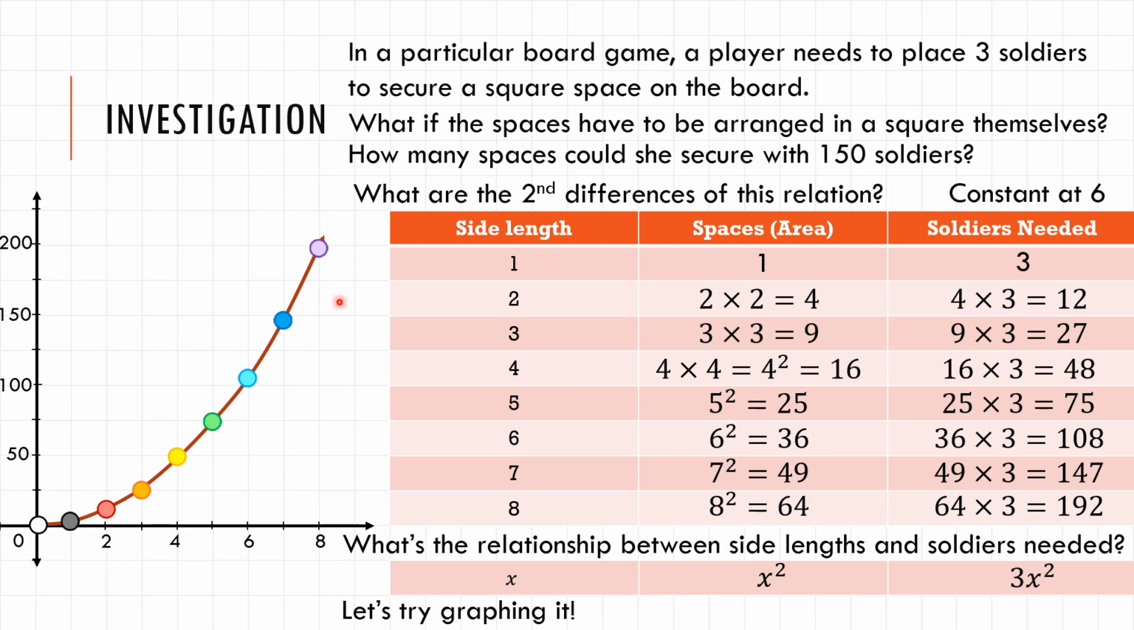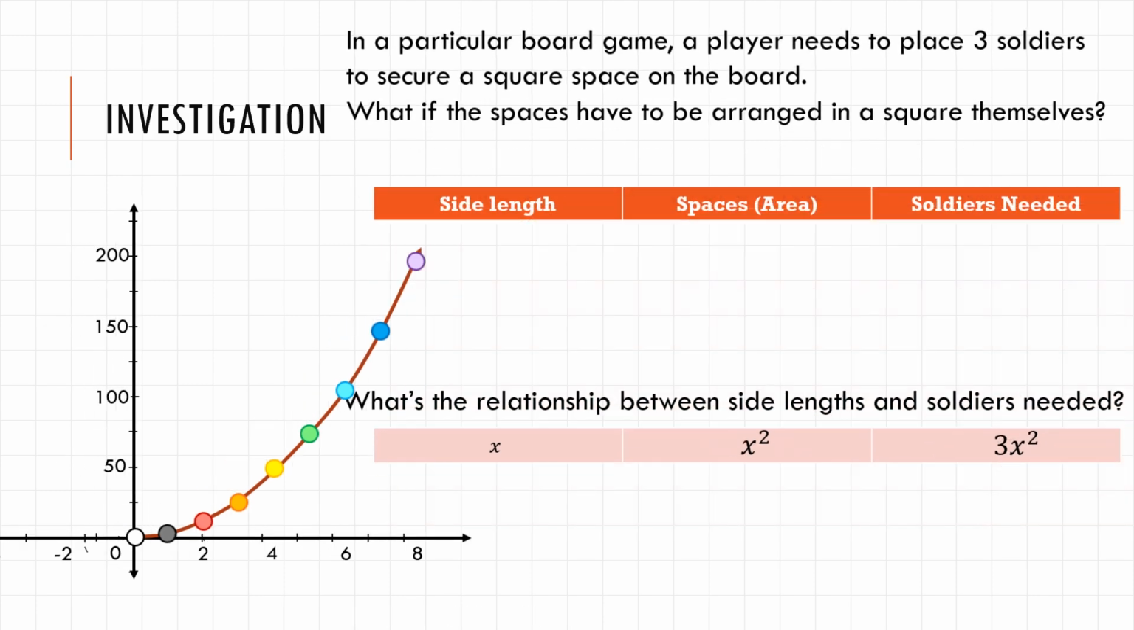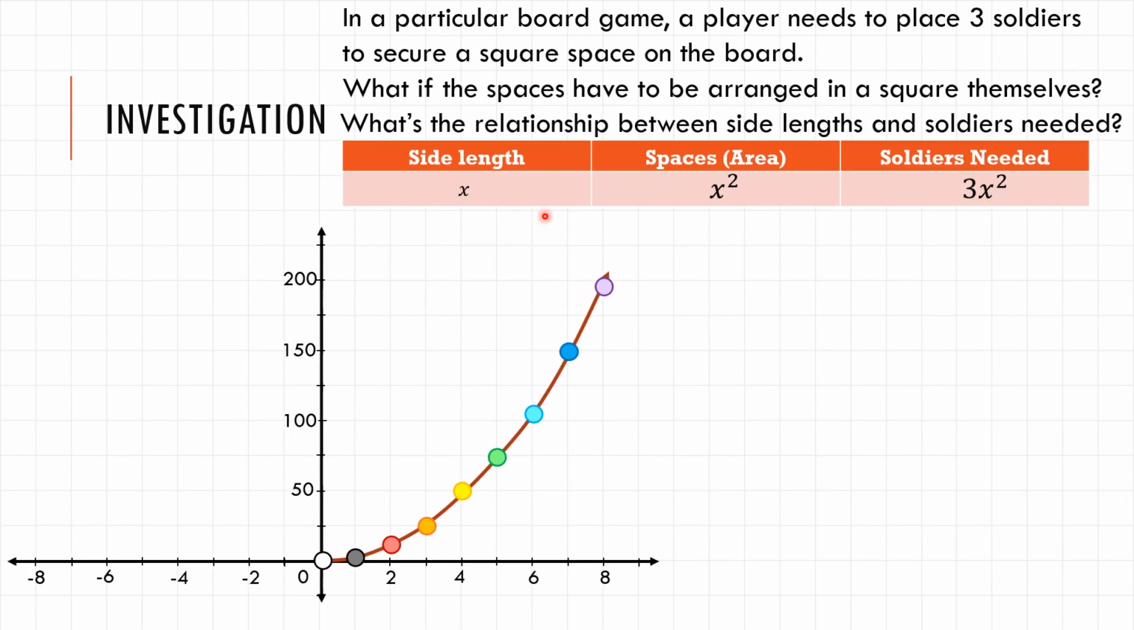This is a non-linear relation. So what is the relationship between side lengths and soldiers needed? If you have a side length of x, you would need 3x squared soldiers. And this is what the graph of this relationship looks like. What we've done here is create a mathematical model. We have modeled a situation that is happening in real life using mathematics. In this case, real life is a game, but still real life. We play games in real life.